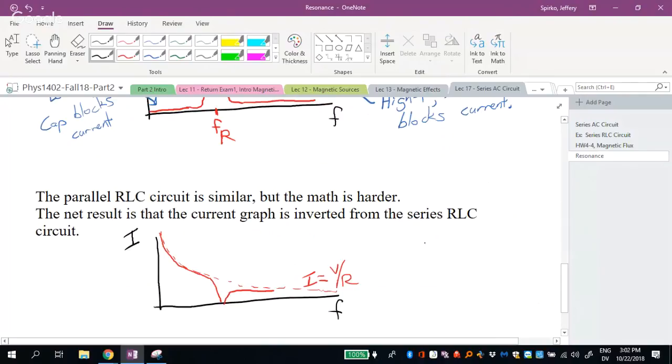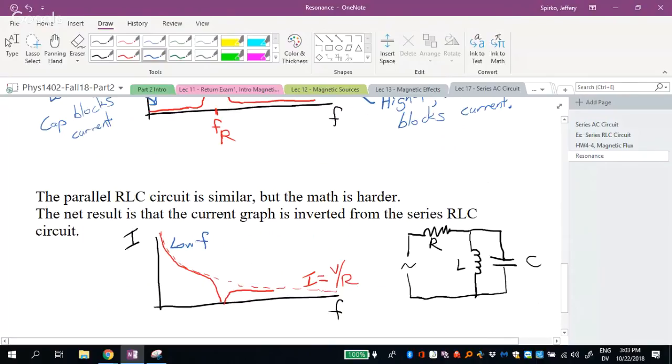So I should draw kind of what I'm thinking of as the circuit here. So there's my R, there's my L, there's my C, and there's my EMF, R, L, C. So this is low frequencies. The inductor allows current to flow, and this is high frequencies where the capacitor allows current to flow.